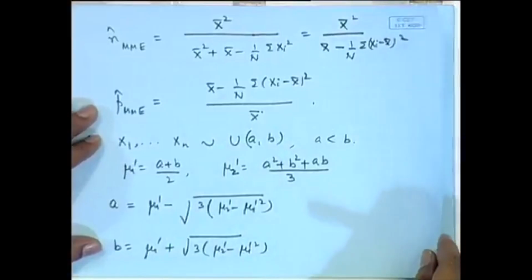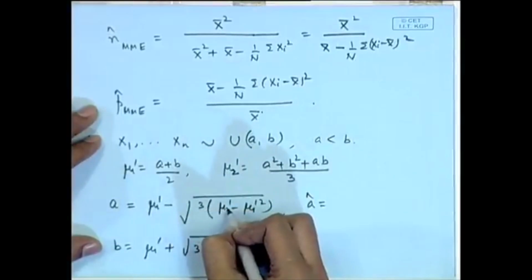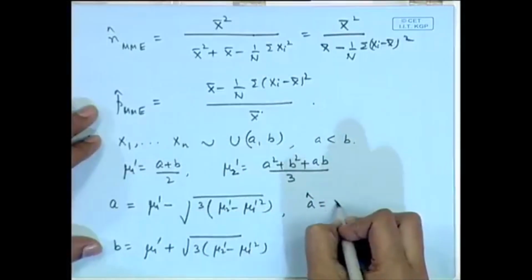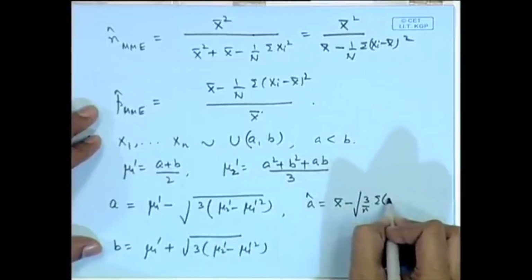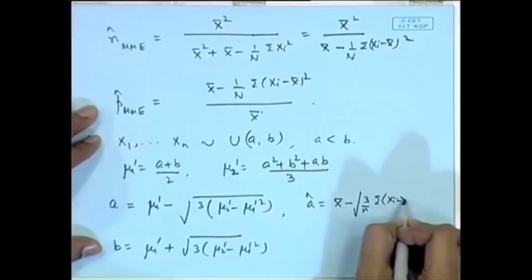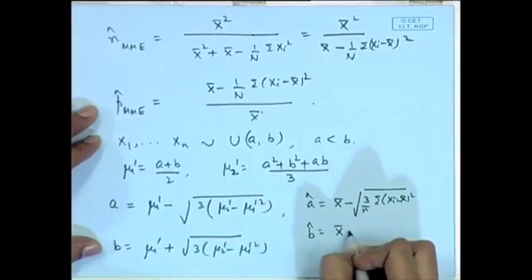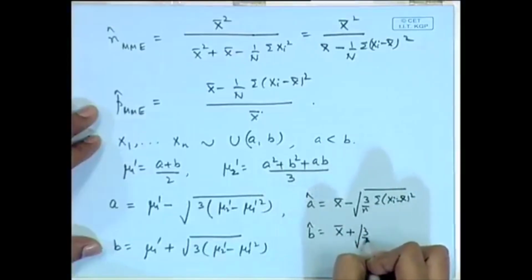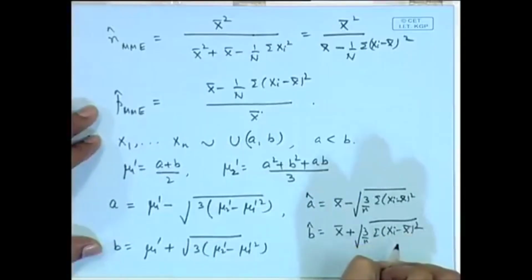So, the method of moments estimators are obtained by substituting alpha 1 and alpha 2 for mu 1 prime and mu 2 prime. So, I will get a head as x bar minus square root 3 by n sigma x i minus x bar whole square, and b head is equal to x bar plus root 3 by n sigma x i minus x bar whole square.